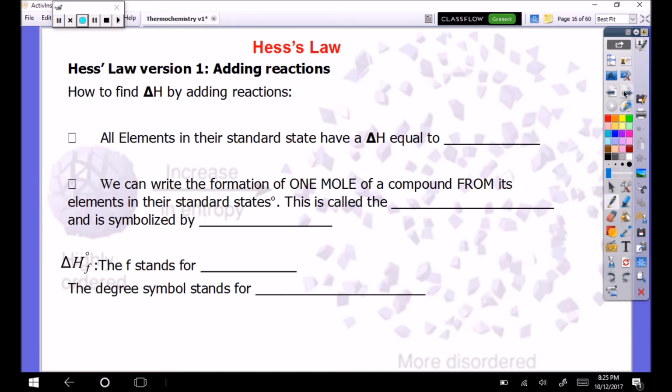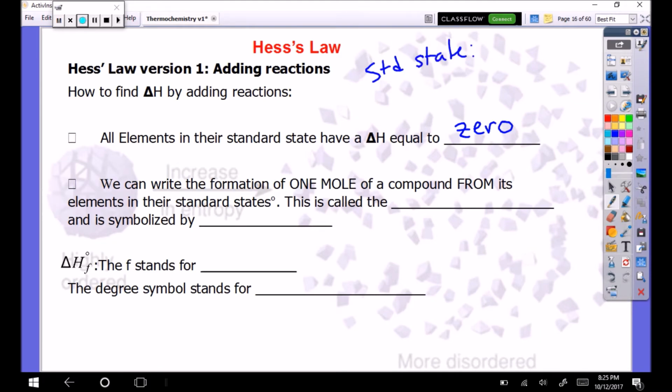When you have an element in the standard state, it will have a delta H equal to 0. So 0 in the standard state. So we have to think about what a standard state is. Remember your standard state.